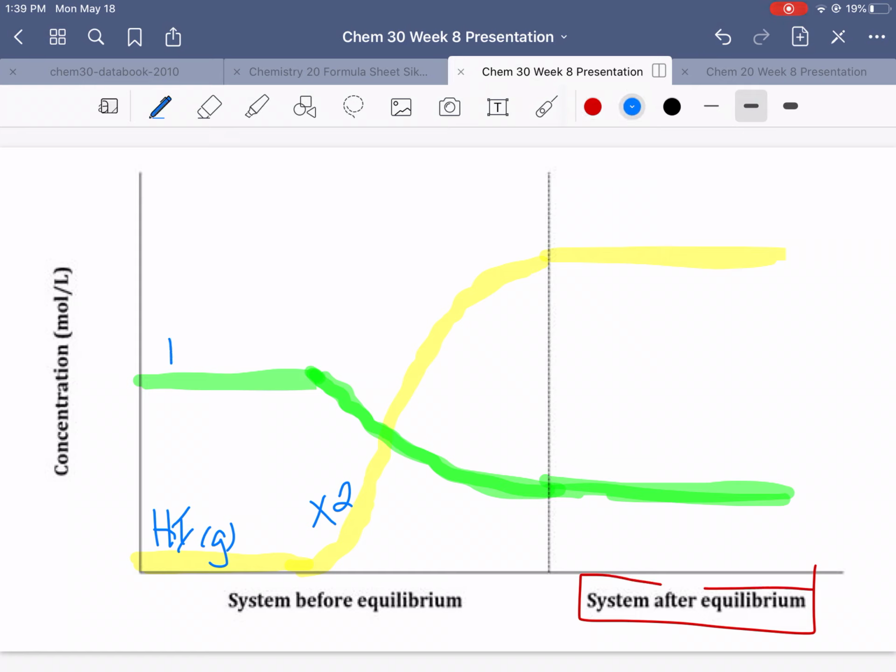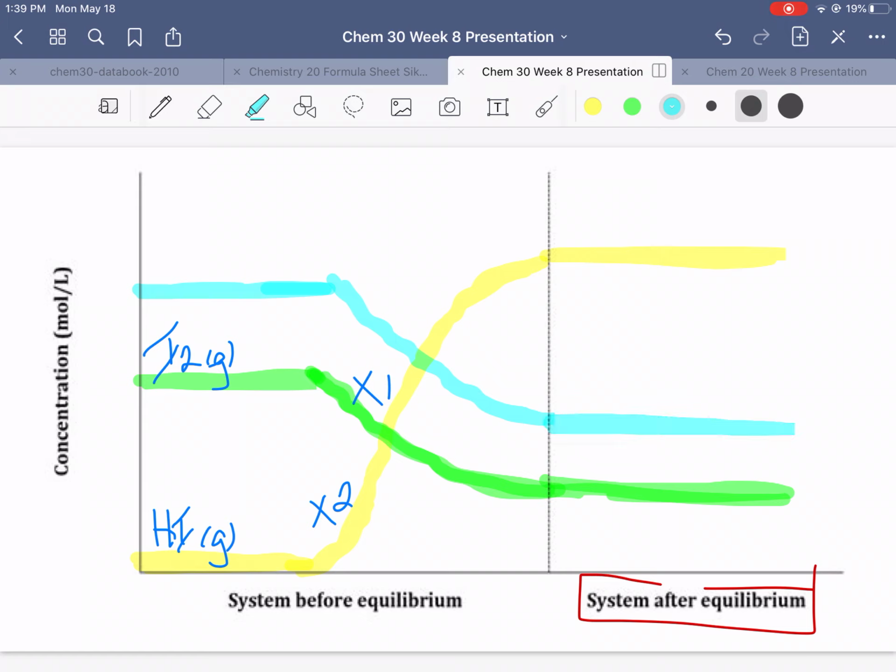That is for my iodine gas, and it's going down by a factor of 1. The last one we need to deal with is our hydrogen gas. Hydrogen gas is relatively a little bit higher when it starts, but it goes down by the exact same factor as the iodine, a factor of 1. So I'm going to try to mimic the shape, right? Keep that looking similar. And then once again, it goes nice and flat once we hit equilibrium. And that's our H2 gas, down by a factor of 1.